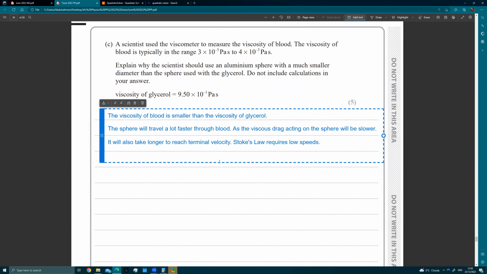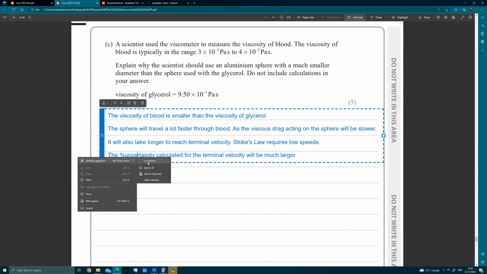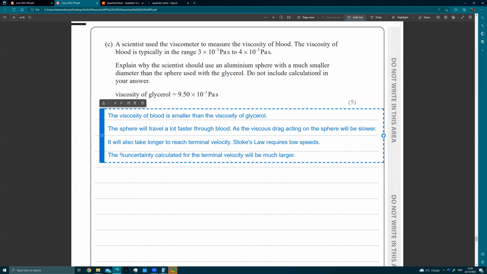Furthermore, I'm going to say that the percentage uncertainty calculated for the terminal velocity will be much larger. Why? Because you're traveling faster, and percentage uncertainty is the uncertainty of the measurement relative to the measurement. Your measurement's going to be much smaller because it takes less time as it's traveling faster. So you're going to have a larger percentage uncertainty.